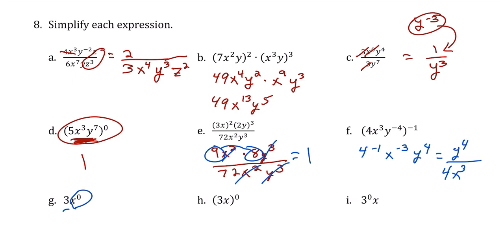X to the 0 is 1. This 3 is not being raised to the 0 power, so it's 3 times 1, or 3. This time, everything's being raised to the 0 power. So our answer is 1. And this time, 3 to the 0 is 1, so it's 1 times x, or x. That doesn't look much like an x, so let's improve that.